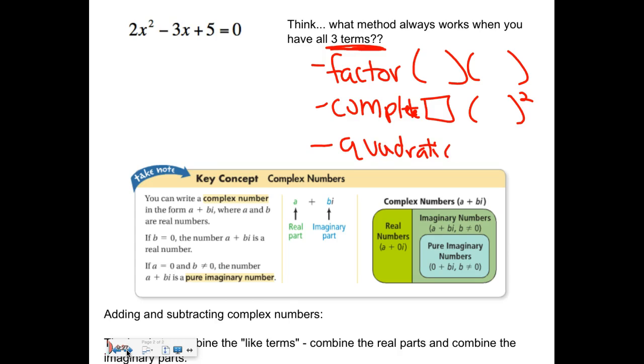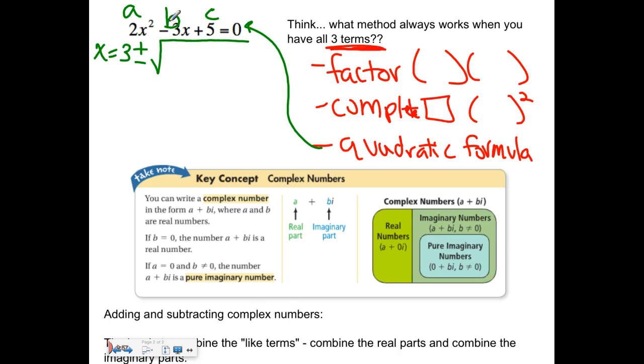Okay. So the quadratic formula, reminder, works for us every single time. So if you're not able to do factoring or completing the square, I'm always going to suggest to use the quadratic formula. Okay. So reminder, when we use the quadratic formula, it has to equal 0. Check. And then I'm just going to plug it into our formula. Here's our a, our b, and our c. So I'm going to say x equals positive 3 plus or minus the square root of negative 3 squared minus 4 times 2 times 5 all over 2 times 2.